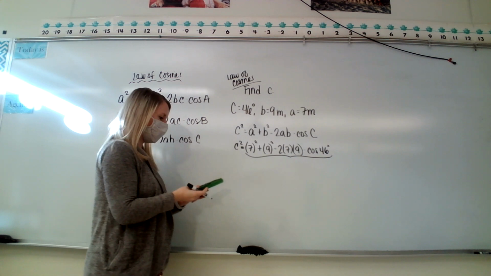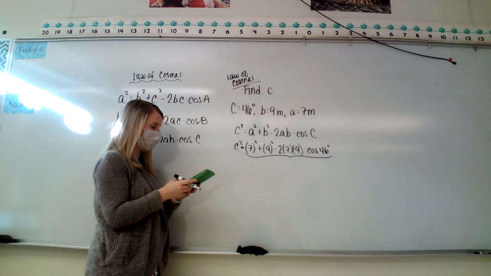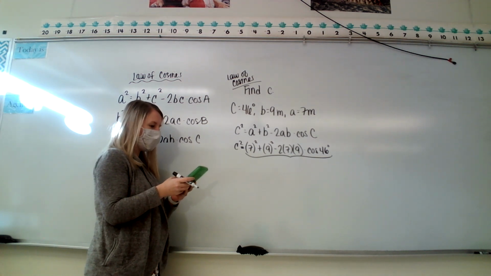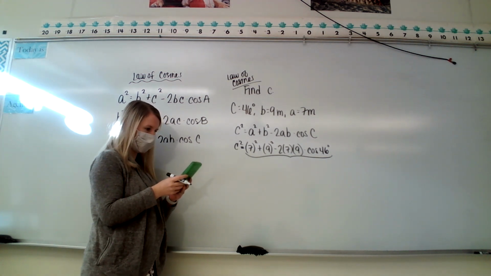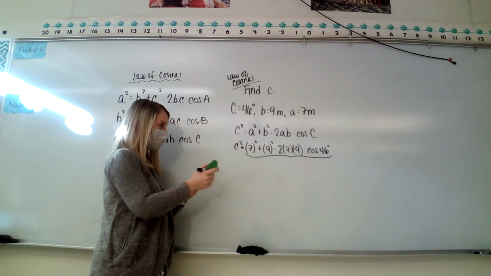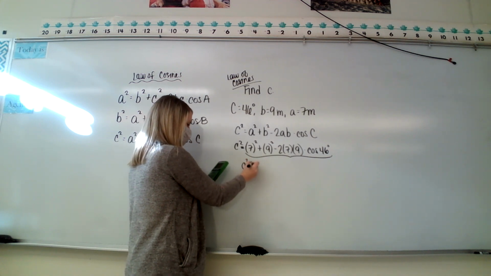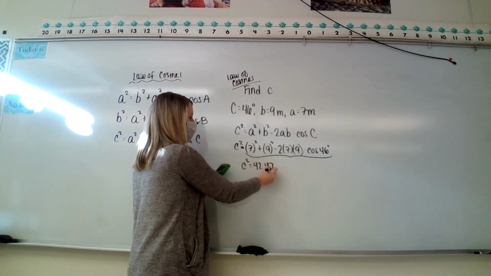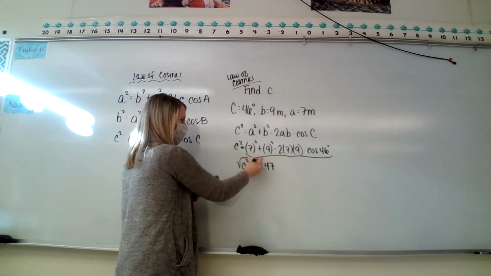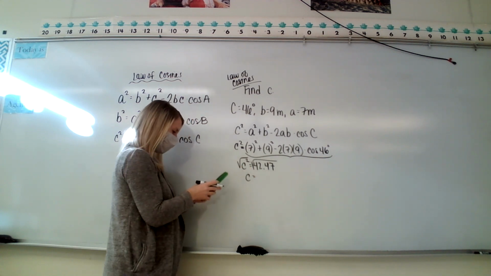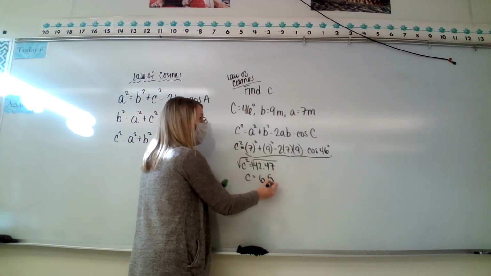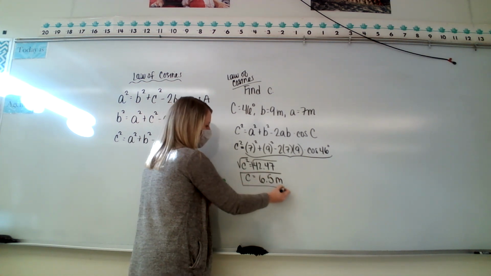So I just grabbed my calculator. None of this you'd ever do in your head. Plus 9 squared, minus 2 times 7 times 9, times cosine of 46 degrees. And c squared, my friends, is going to equal 42.47. I'm going to take the square root of each side, because 42 doesn't make sense with those numbers. Always need that square root. And your final answer, please check if you got there, should be about 6.5, and that would be meters.